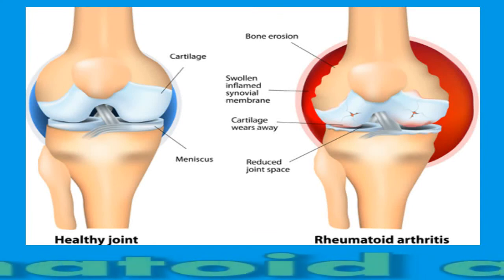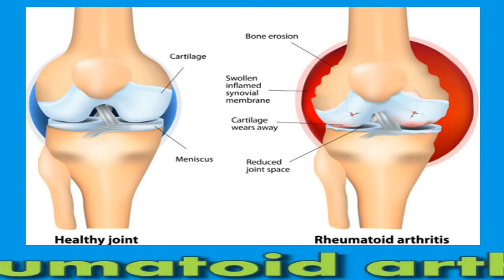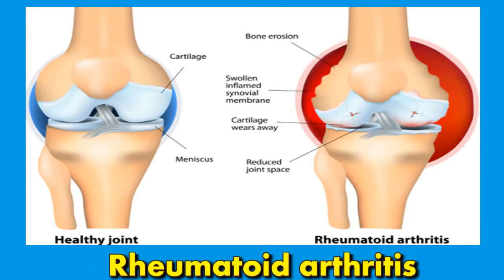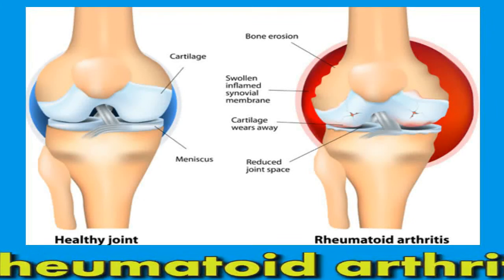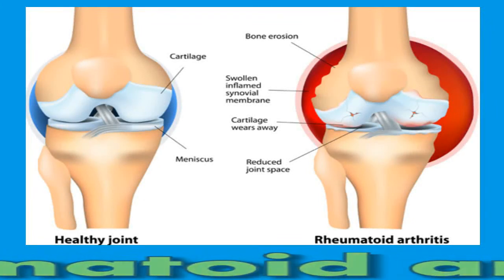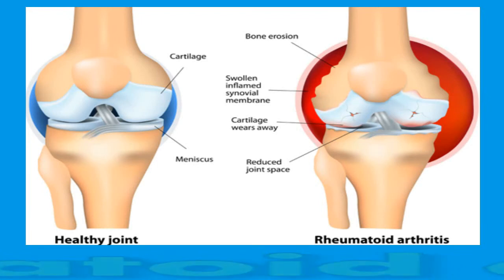Rheumatoid arthritis. The main treatment for rheumatoid arthritis is disease-modifying anti-rheumatic drugs. However, people may also need to take anti-inflammatory drugs alongside anti-rheumatic drugs to manage pain and swelling.